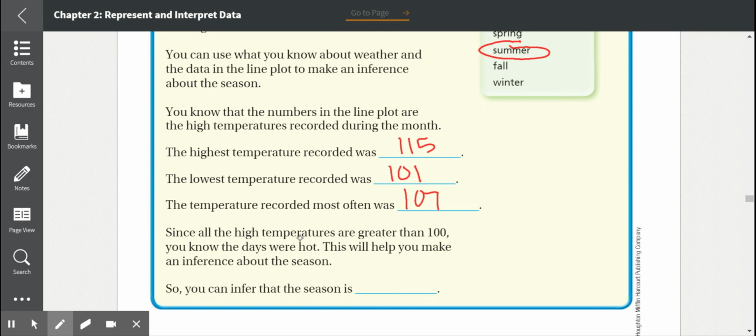Since all the high temperatures are greater than 100, you know the days were hot. This will help you make an inference about the season. So you can infer that the season is summer.